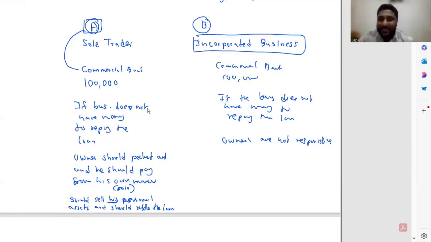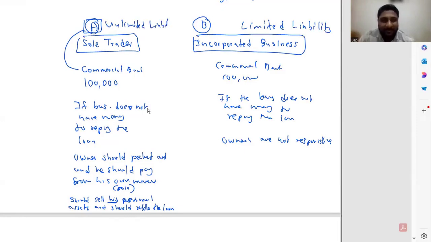That is why we call it that incorporated businesses have limited liability. Limited liability. Sole traders, unlimited liability. So now Yusuf might wonder, Sir, then I will open an incorporated business. I will take a lot of loans. And I will ask the bank to go and ask from the business, because the owner is not responsible. Is that a good idea?